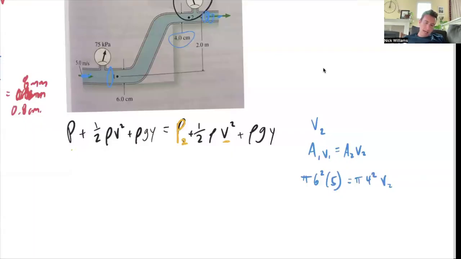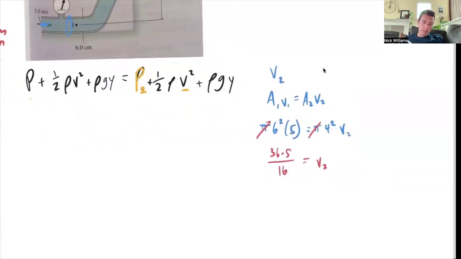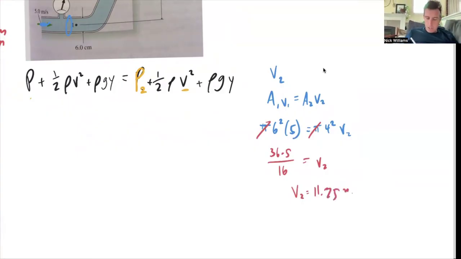The pi will cancel from both sides. This gives me 36 times 5. So this is 36 times 5 divided by 16 equals V2. I'll run the math on that, and I find that V2 is 11.25 meters per second.